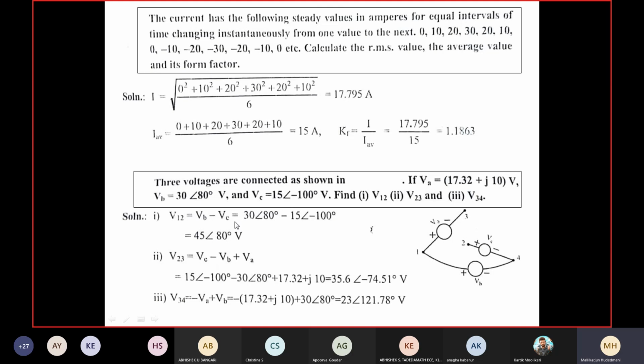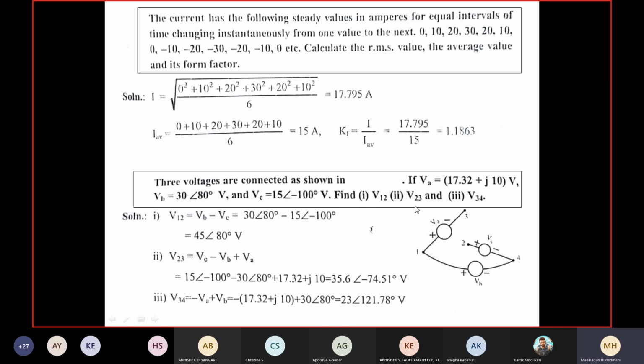So just place them in brackets. What is VB for you? 30 angle 80, minus what is VC for you? 15 angle minus 100. Take the complex difference. This is just to test your complex arithmetic. That's all. Addition, subtraction, whatever we're doing. So take these complex things and get the answer. Similarly, what is V23?